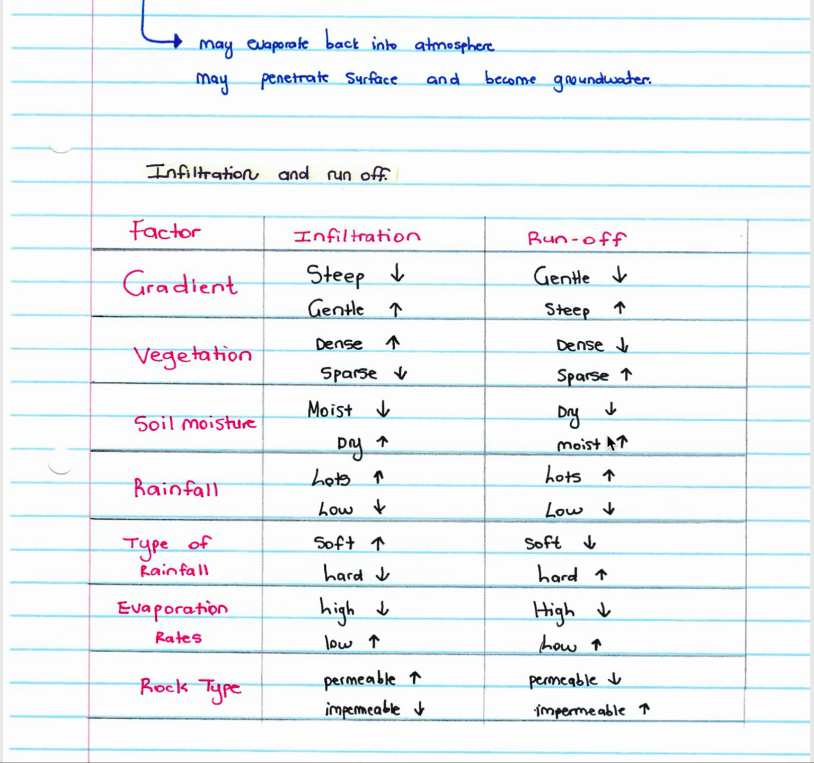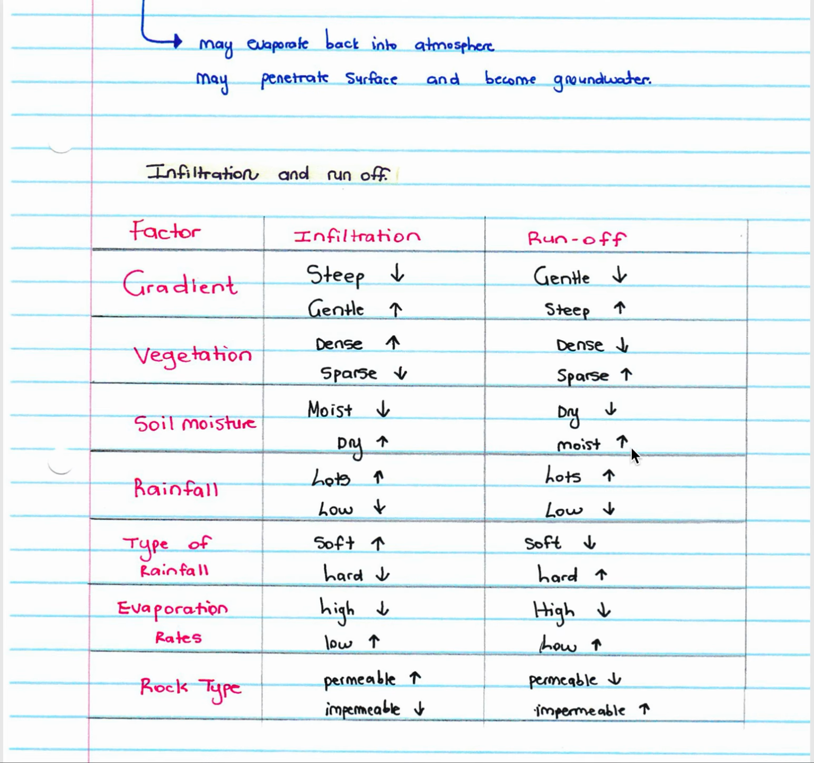When we look at soil moisture, if your soil is moist, there's less infiltration as there's less capacity to hold water in the soil. And if it's dry, there's more infiltration because there's more capacity to hold water in the soil. The opposite is true of your runoff. If it's dry, there's less runoff simply because there's more infiltration.